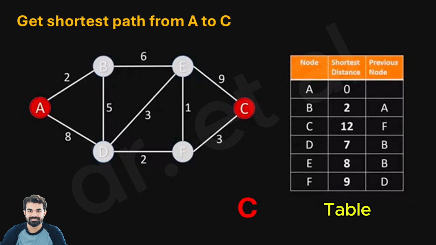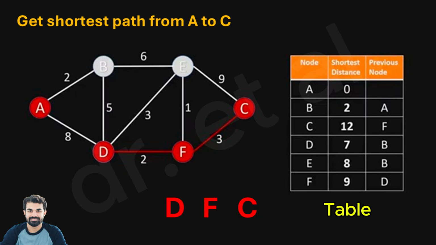From F, we can continue tracing back to the previous node, and so on, until we reach the starting node A. Starting from F, we mark the path from F to C. Now, we look at F and see that its previous node is D. We continue tracing the path backward from D. We mark the edge from D to F. Now we look at node D in the table and see that its previous node is B.